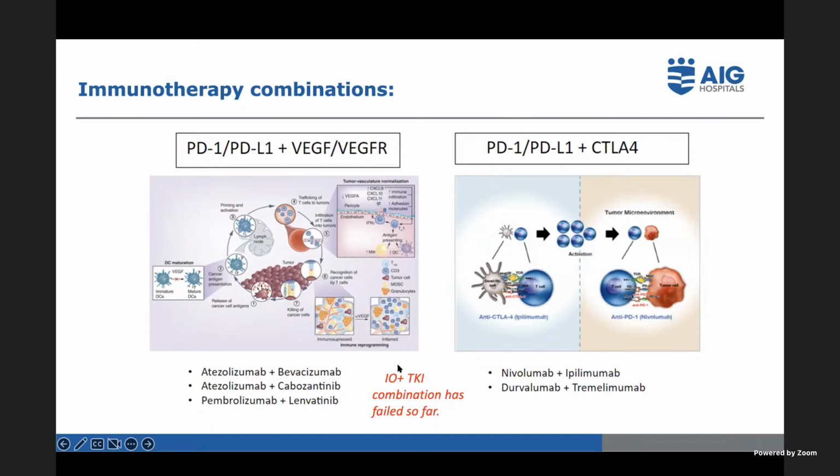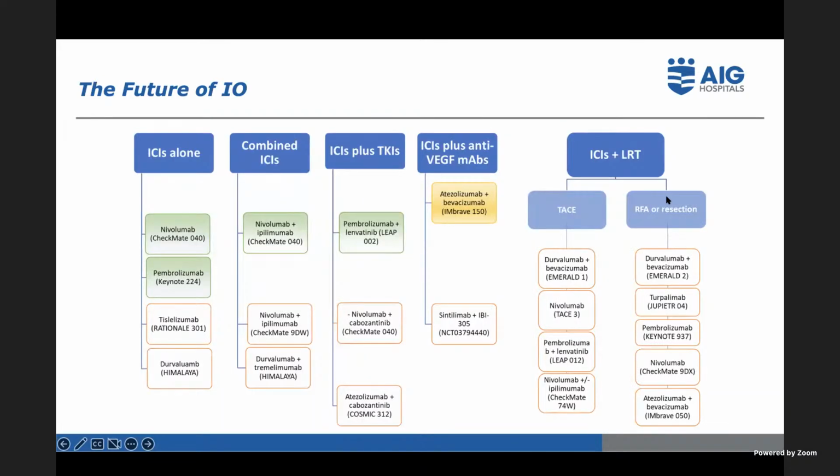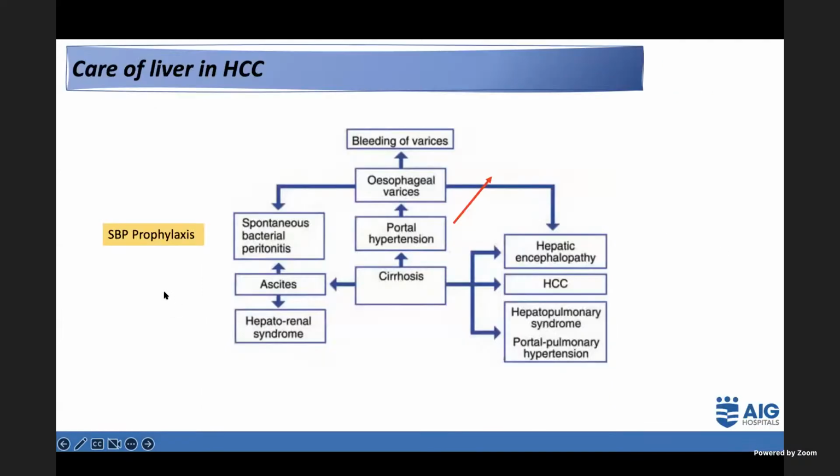But most of what I would like to say, the combination of immuno and TKI has till now not been successful, and it has also been negative in the LEAP-2 trial, which we have just now shown. So the future of immunotherapy could be a combination of many of these therapies, or we do a TACE or a RFA and then follow them up. We are doing this in real life practice, but we don't know whether this is supported by evidence at this point of time. If you see, this is another study. This is a Roche-sponsored study, which is a 7-arm study where they are trying different types of atezo-bevar. They have named it the Morpheus study of multiple immunotherapy in advanced liver cancers.